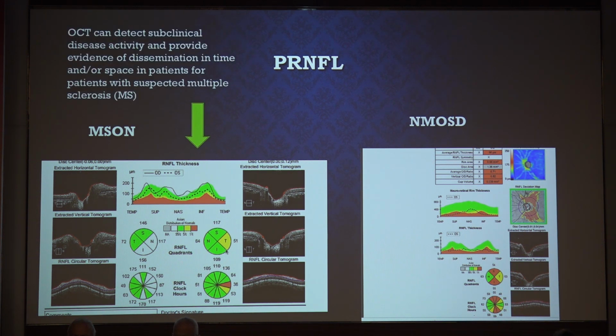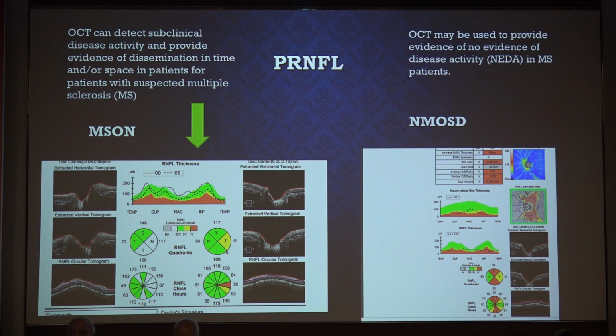So OCT can detect subclinical disease activity, and it is showing me that there is dissemination of disease in time and space. The other eye is involved in the past, because you've captured that the attack has occurred. Similarly, if the OCT is showing the same values over a period of time and the patient is on treatment for MS, then it can be taken as evidence of no disease activity, NEDA.